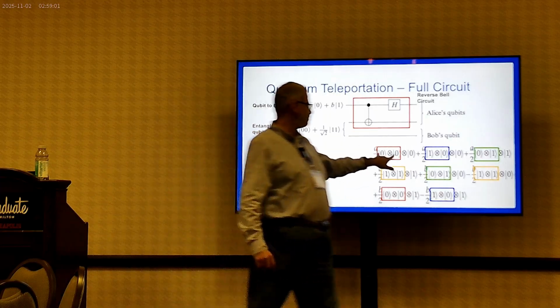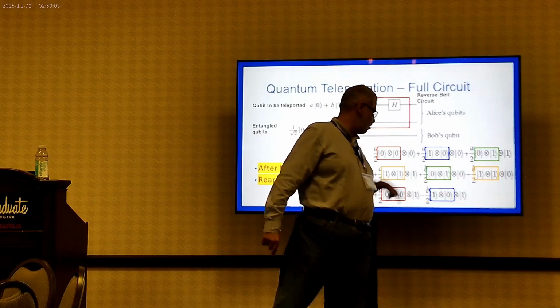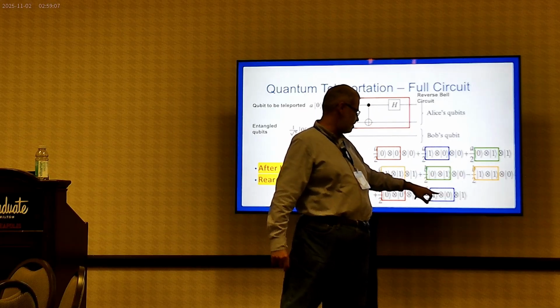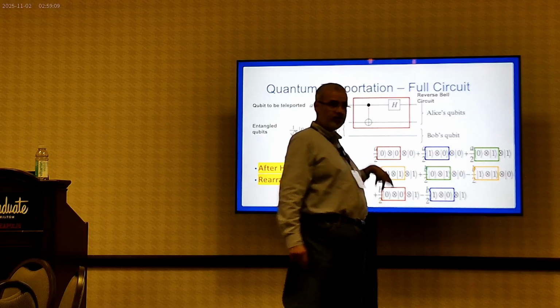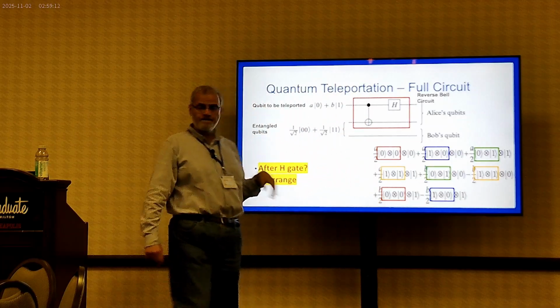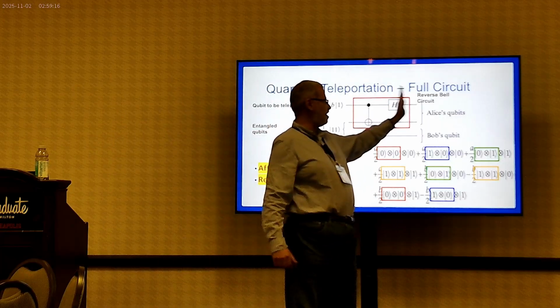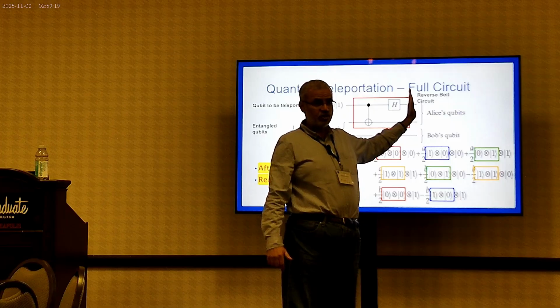So actually, this is what I get, and each color is the same term. So blue is exactly the same term, green is the same term, and so on. Any problem? Good. So this is the state after the Hadamard gate, the joint system state.